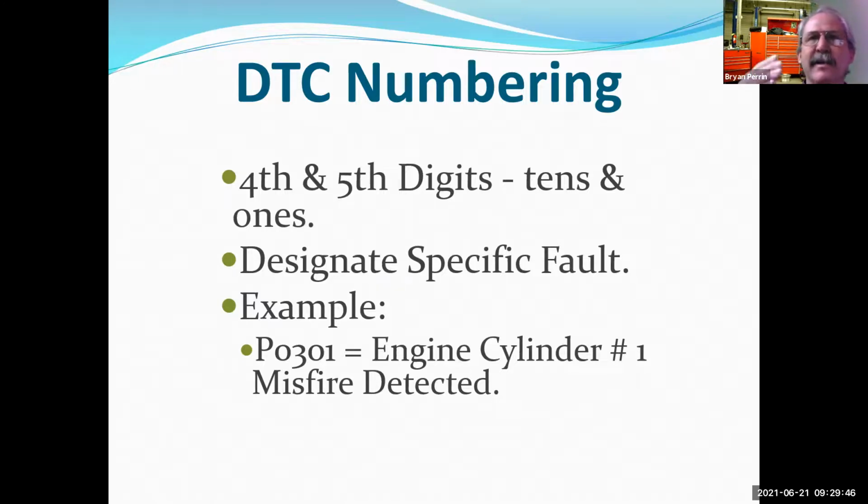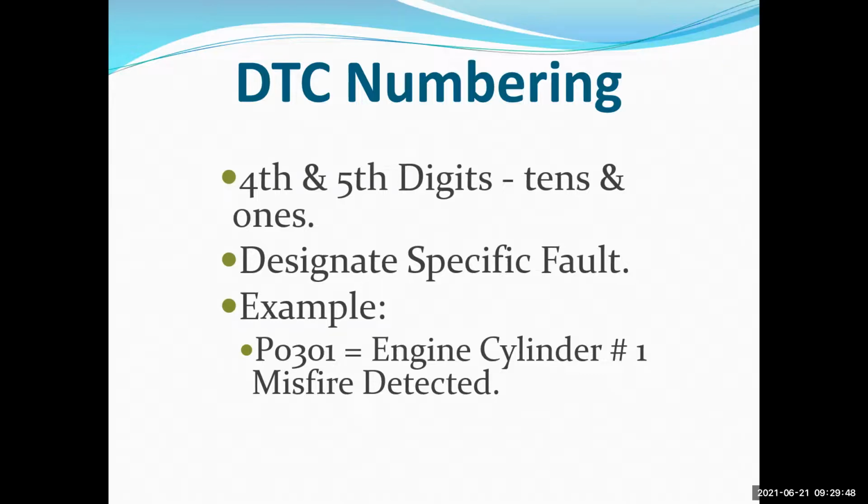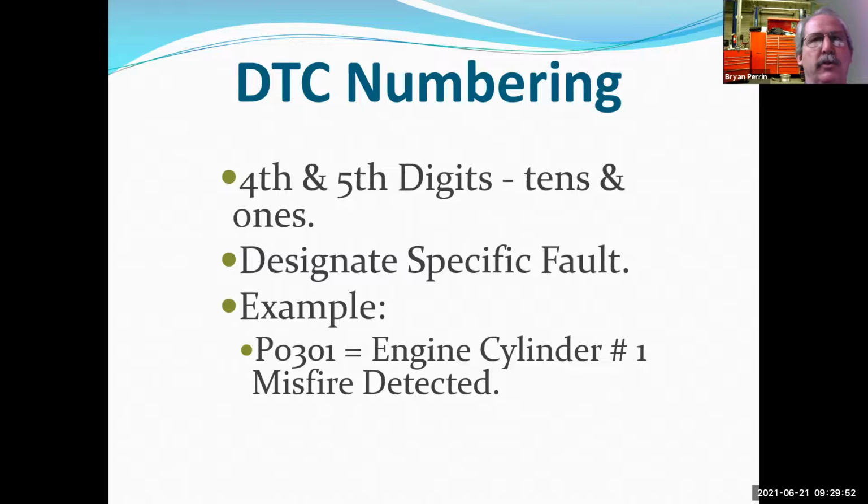So if I had a P0351, that would be cylinder number 1's ignition coil circuit has a circuit problem. Where a P0300 code is, hey, I just have a misfire, I'm not sure which cylinder. So these codes can either give you a general, someone's running badly, or specific, I really don't like how number 1's performing today. You need to go test it.